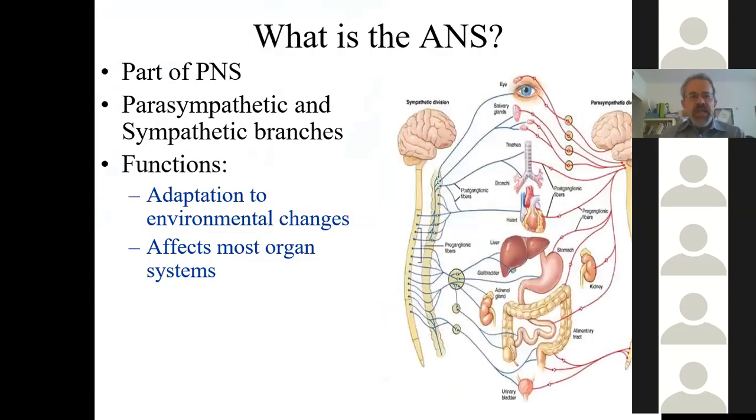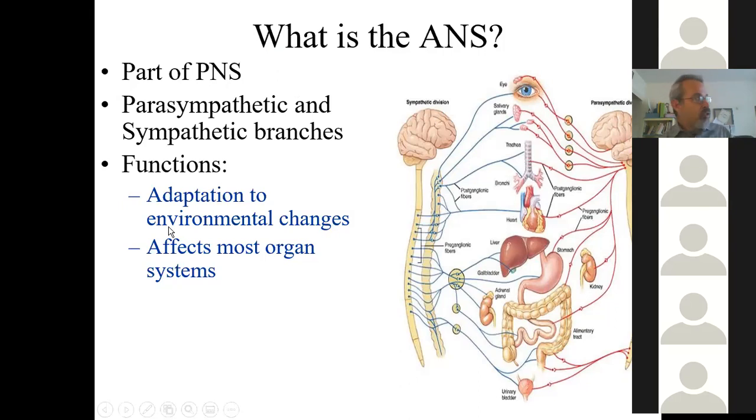So first of all, what is the autonomic nervous system? It's part of the peripheral nervous system. It consists of two parts, the parasympathetic branch and the sympathetic branch, which primarily have opposite effects to each other in how they regulate organs. The autonomic nervous system is very complex, but if I were to summarize it, I would say that it's involved in the adaptation to environmental changes.